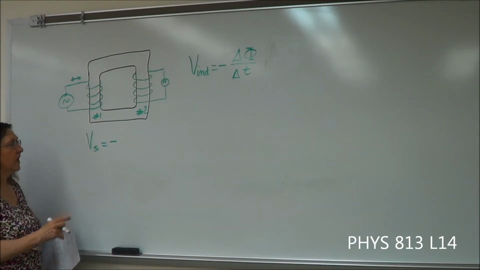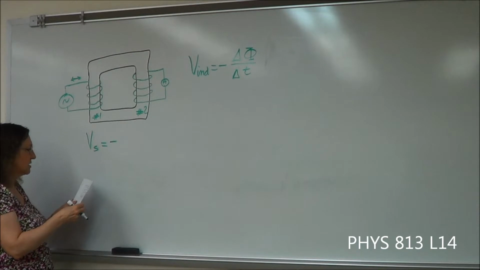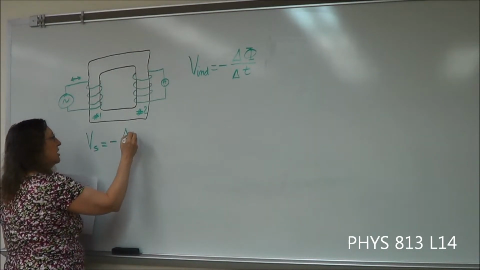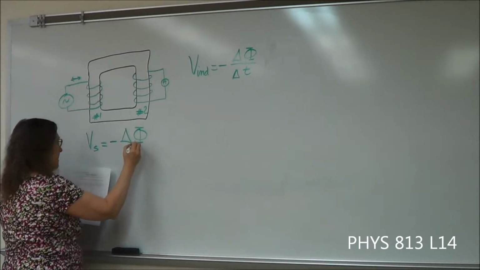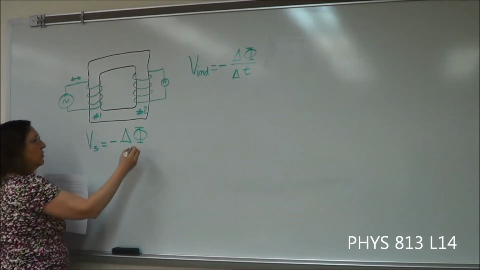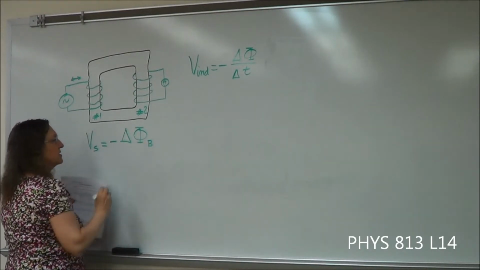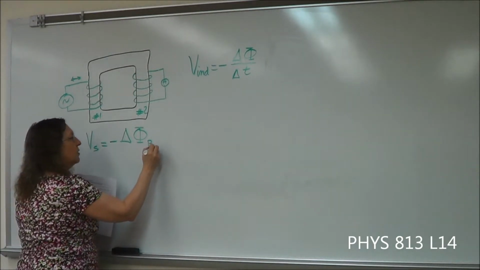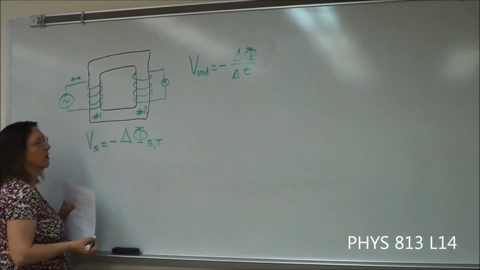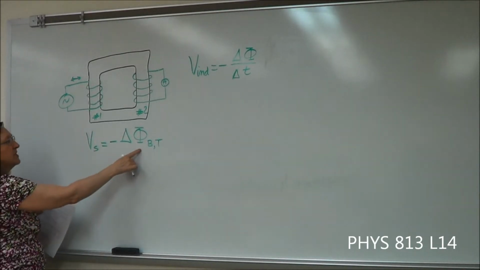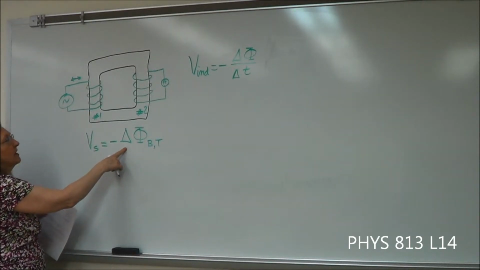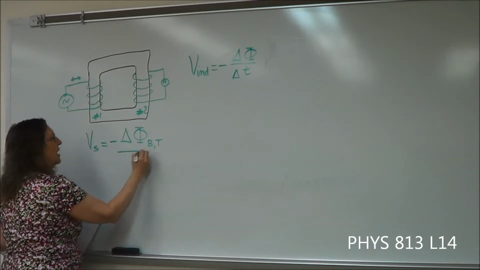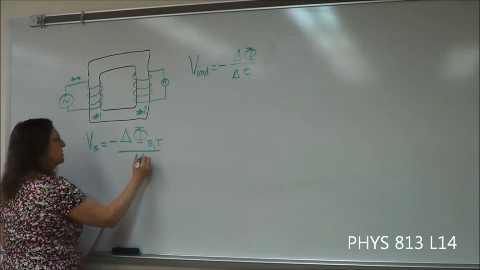So for the secondary, we're going to have the change in flux, and I'm going to call it a subscript B for magnetic field, and then I'm going to put a capital T for total. So this expression is going to account for all of the wires, all of the loops. And then that's divided by delta T.